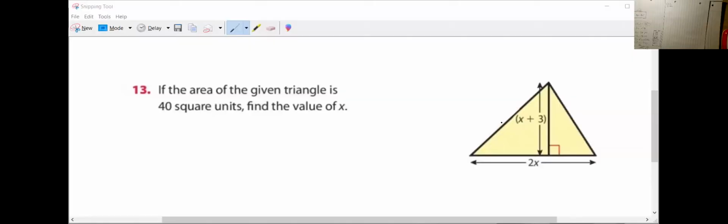I'm going to finish up with question 13. The area of a given triangle is 40 square units. Find x. So you've got 2x as your base, and you've got x plus 3 as your perpendicular height. Hopefully you remember the area of a triangle is given by half the base times the perpendicular height. So here's what we're going to do. We're going to say area is half of the base, which is 2x, times the perpendicular height, x plus 3, equals 40. So there's our equation formed.